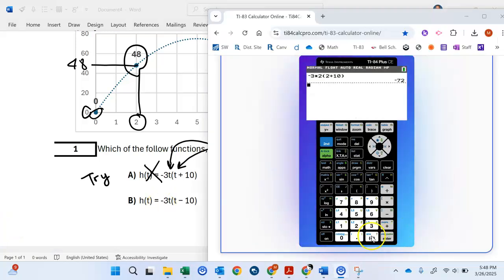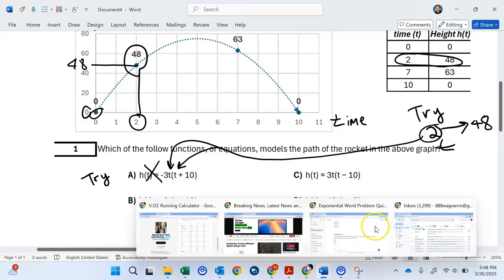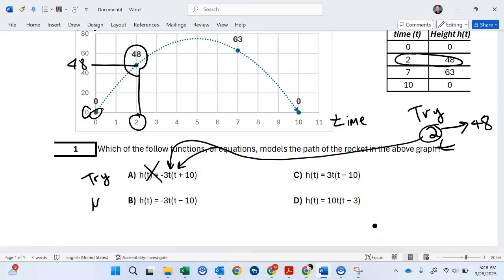Again, negative 3 times t, and t is 2. Oops, I've got to clear. So negative 3 times 2, parenthesis, then 2 minus 10, parenthesis, enter, and oh, it's 48. So that one does work. So this one is maybe. We have to try the other ones. You have to try all of them.